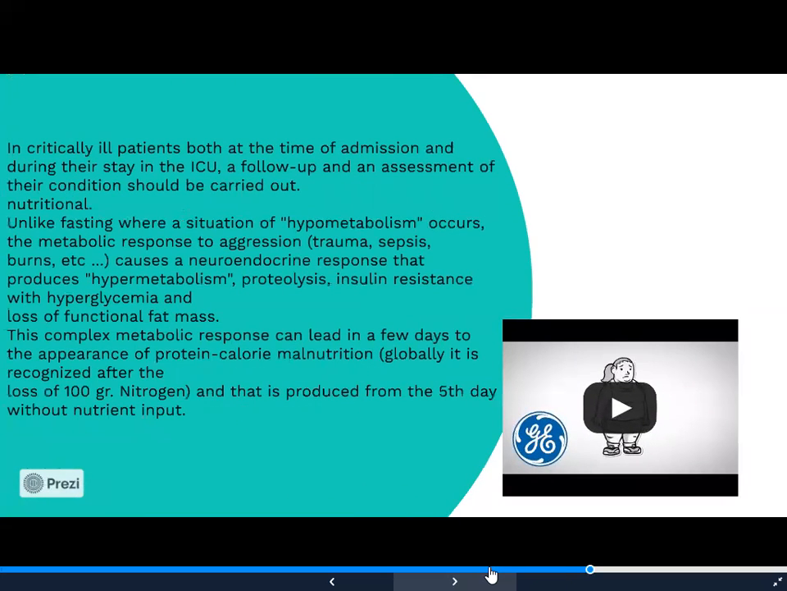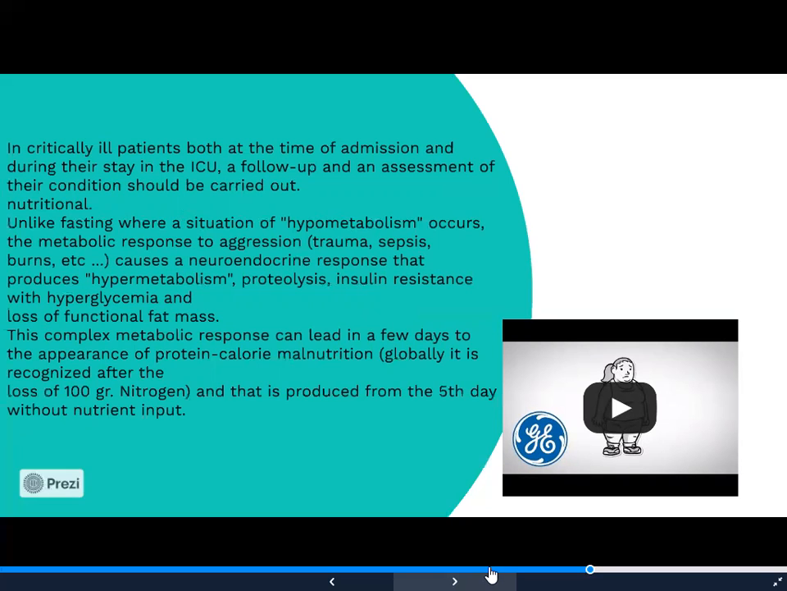Application in Ecuador. In the critical patient, at the time of admission and during their stay in the ICU, a follow-up and a summation of the health conditions is carried out for nutritional assessment.